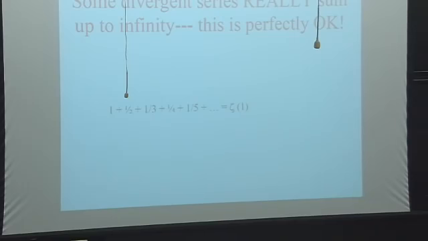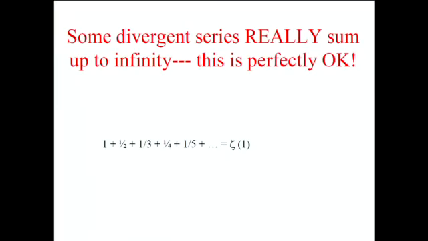Here's another example of a series that really is infinity. The series 1 plus a half plus a third plus a quarter plus a fifth and so on is called zeta of 1, and that's infinite. So this series is infinity. And this is very useful.